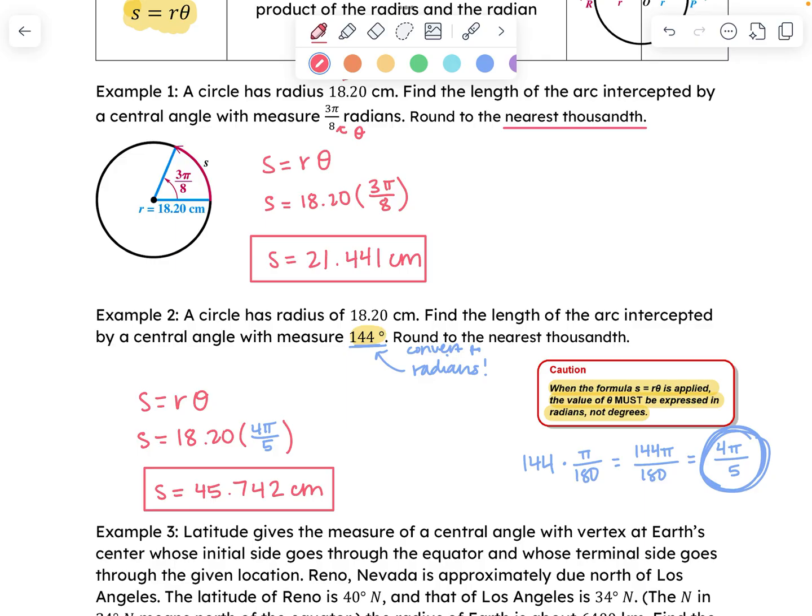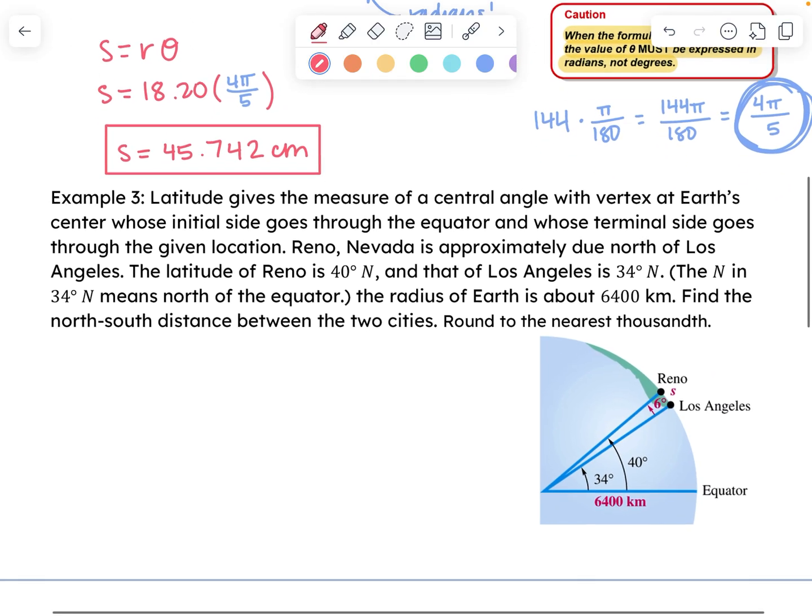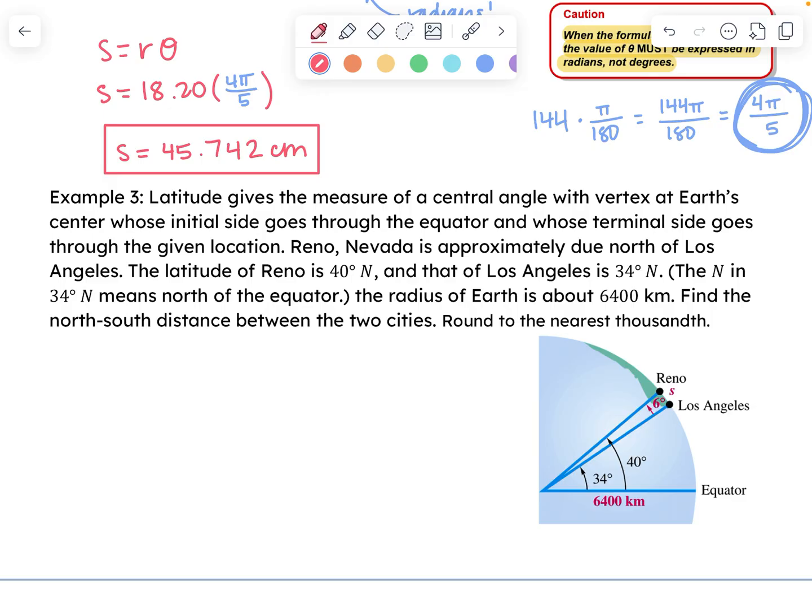Okay, this should be a little bit of a review from geometry because you did do arc length in geometry. So let's step it up a little bit and do some application problems, and get a little more into the pre-cal, college trig level of problems. So it says latitude gives the measure of a central angle with vertex at Earth's center, whose initial side goes through the equator and whose terminal side goes through the given location. So Reno, Nevada is approximately due north of Los Angeles.